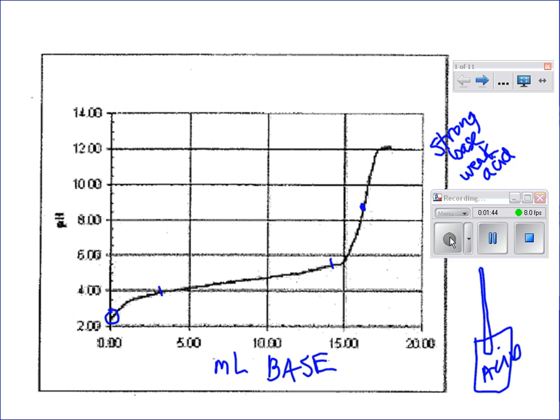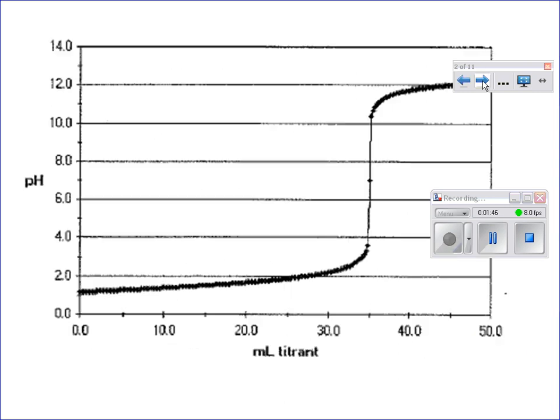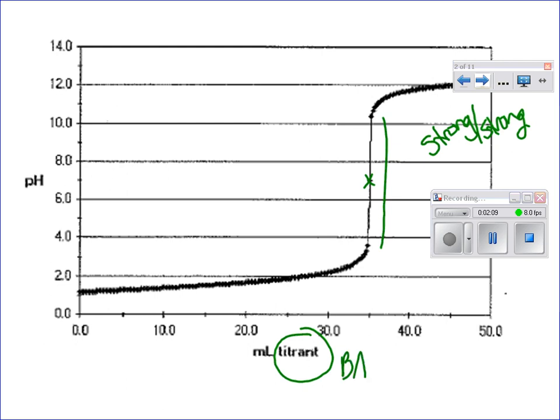All right, let's do the same thing for the next one. Evaluate it. So what do you think? Yeah, this is definitely a strong, strong. We have an equivalence point of 7, okay? Super steep, sharp rise there. So this is strong, strong. The only thing left to tell me is what's the titrant, acid or base? Again, base because we're starting at an acidic pH, and adding base brings us to eventually a basic pH.